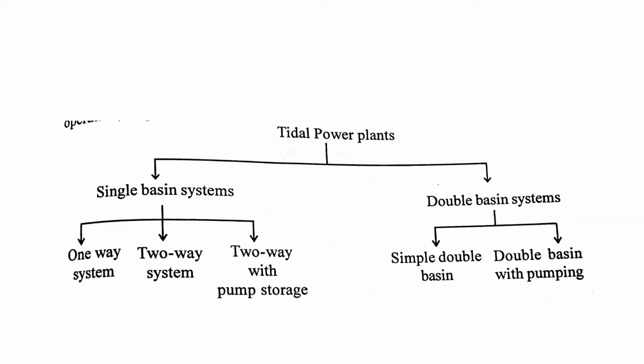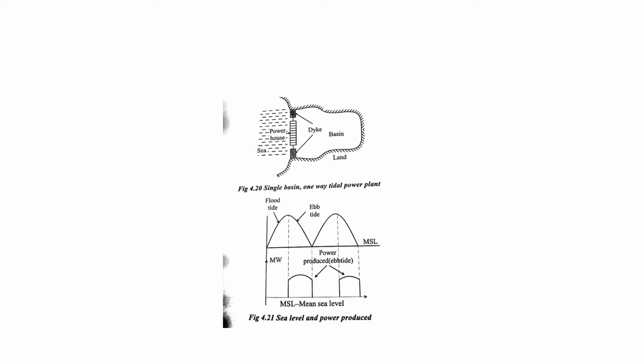So the tidal power plants, generally, are classified into two categories. One is single basin, another one is double basin. In the single basin we have further classification as one way, two way, and two way with pump storage. Whereas in the double basin system we have simple double basin and double basin with pumping. These are the major classifications of tidal power plants.